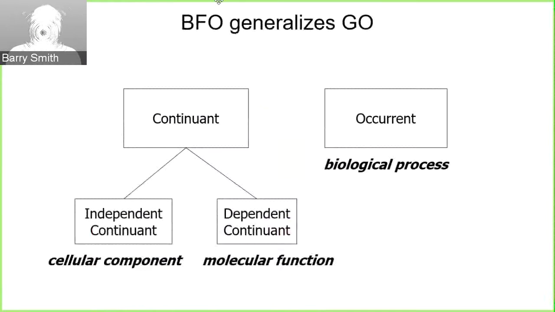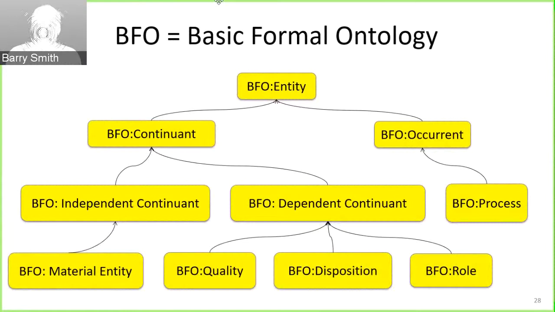Now, the first thing that I did in order to clean up the logic of the GO was to create BFO. And BFO is, at the very top, just a reverse engineering of the top level. So independent continuants correspond to cellular components, dependent continuants correspond to molecular functions, and biological processes correspond to occurrents. So the gene ontology is a specialization of BFO. This is what BFO, or a bit more of BFO, looks like, and we have some nice ISA relations here. So every independent continuant is a continuant, and so forth. This is not rocket science.